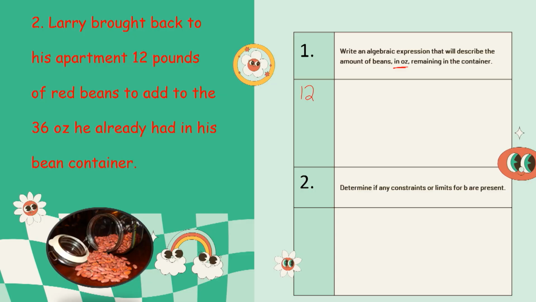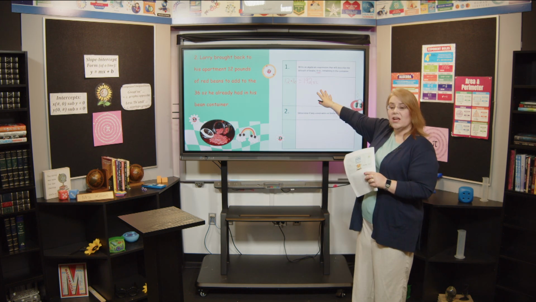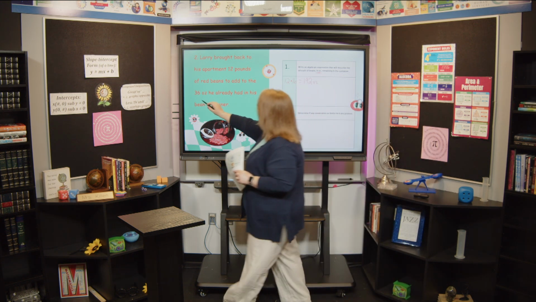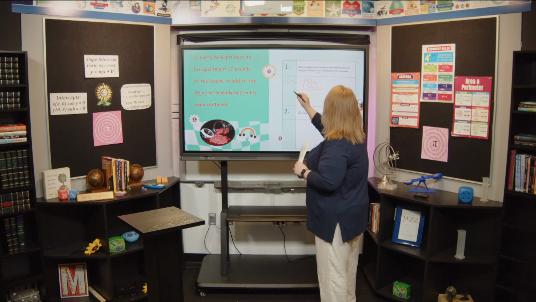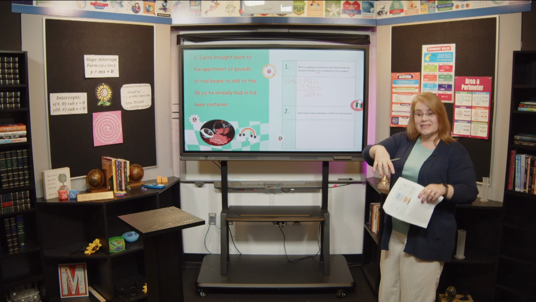I've got 12 pounds, and in each pound is 16 ounces. So when I plug that into my calculator, just 12 times 16, I'm going to get 192 ounces. That's how much he's bringing back to the apartment. Now, that 192 ounces, he's adding to what he already had. Well, how much did he have? He had 36 ounces. So I'm going to add that 36 ounces together, and he's got 228 ounces. That's how much he has now inside his container.